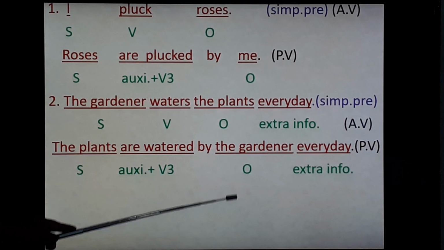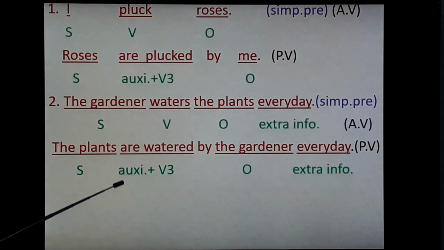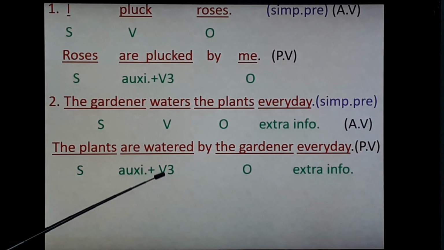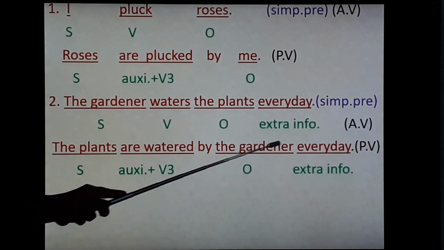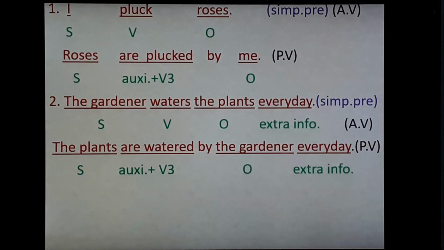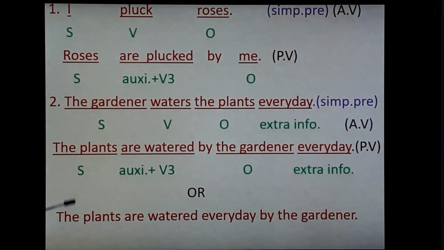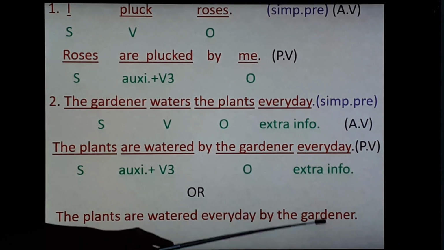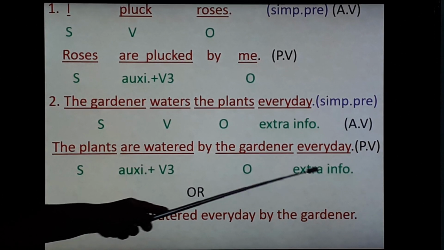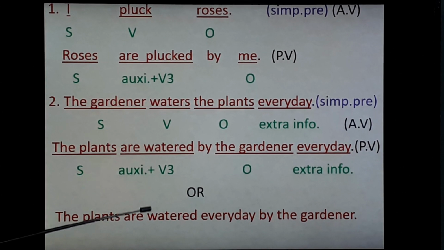So this is passive voice. So plants, subject, are, that is auxiliary verb or you can say helping verb, plus you have to add V3 form in passive voice. By, then the gardener, that is an object, and every day, that is extra information. Another way you can write the same sentence this way. The plants are watered every day by the gardener. It means I have put this extra information in between the sentence. This way also you can write. Both sentences are correct. So you can choose any one.